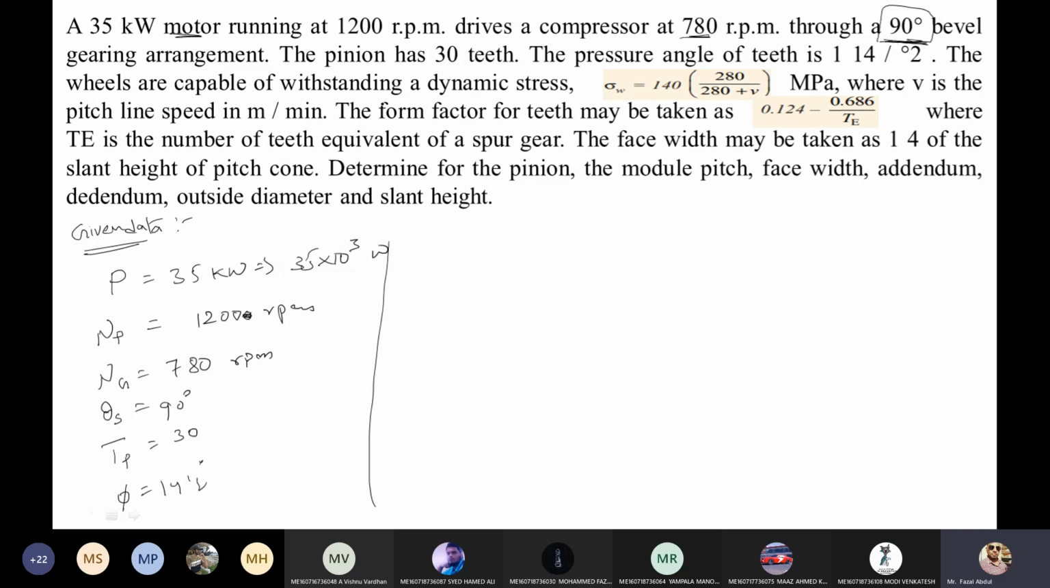The wheels are capable of withstanding a static and dynamic stress. So here the value is given. This value represents the permissible working stress, that is 140 into 280 by 280 plus V. This product is referred to as the velocity factor, and this one is known as the allowable static stress sigma naught. So no need to consider this, because the question itself mentions sigma W.